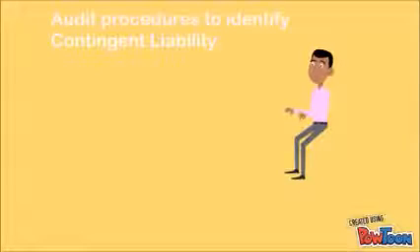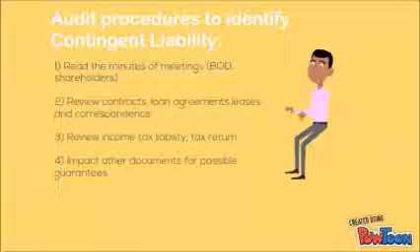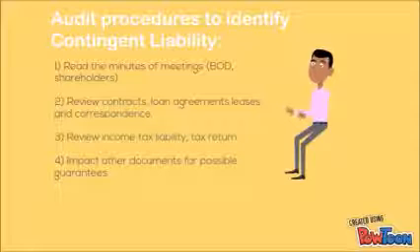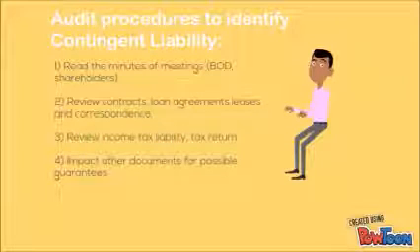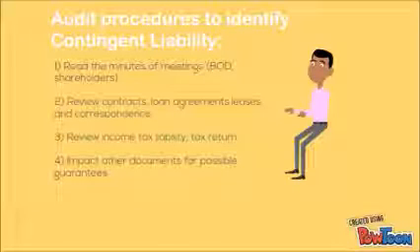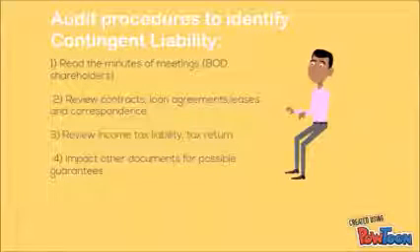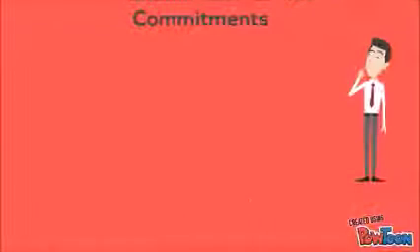Next, audit procedures to identify contingent liability. First, read the minutes of meetings, board of directors and shareholders. Second, review contracts, loan agreements, leases and correspondence. Third, review income tax liability and tax returns. Lastly, inspect other documents for possible guarantees and commitments.